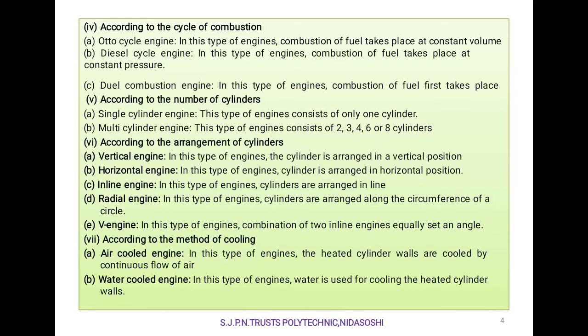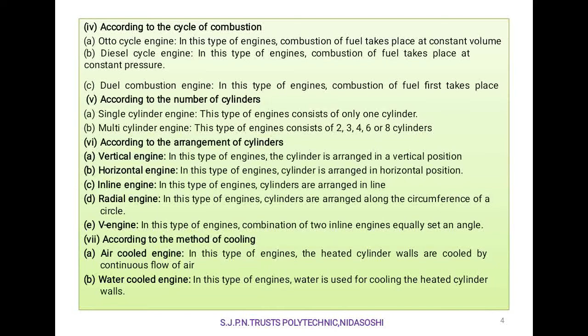If the cylinders are arranged in line, then it is called an inline engine. If the cylinders are at the circumference, that is concentric, then it is called a radial engine. If the cylinders are set equally at an angle, then it is a V engine.